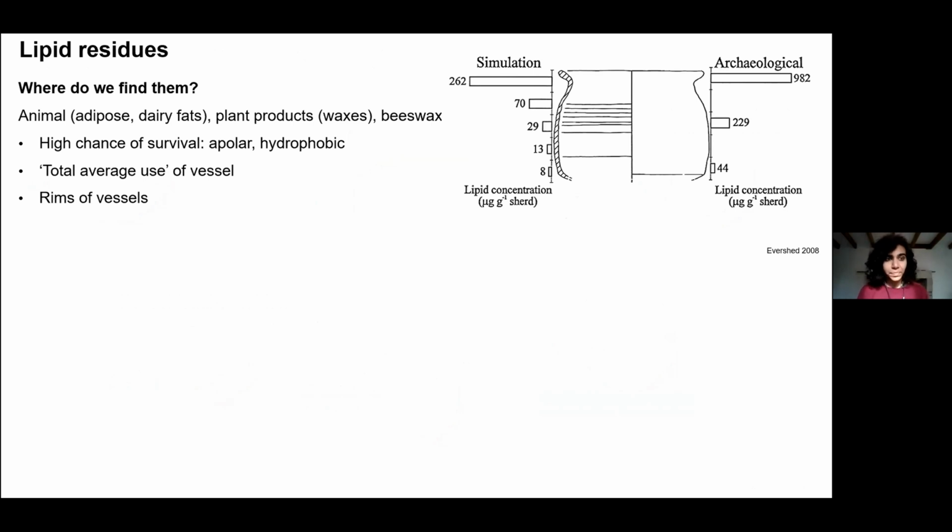Something interesting about lipid residues is that experimental research has shown that it represents the total average use of a vessel. So not just the first or the last, but over time, lipids accumulate in the vessel from a variety of different uses. And some experimental research has shown that if you are cooking or boiling fatty or oily things, they will accumulate to the top, they'll float to the top. So you have a higher chance of acquiring lipids if you target the rims or the filling point of a vessel.